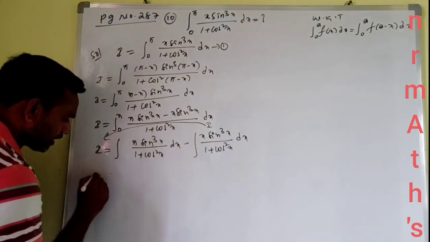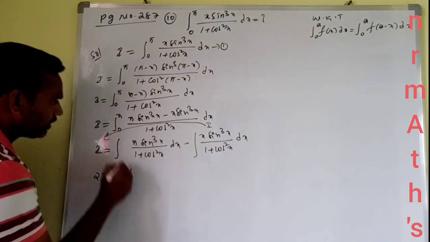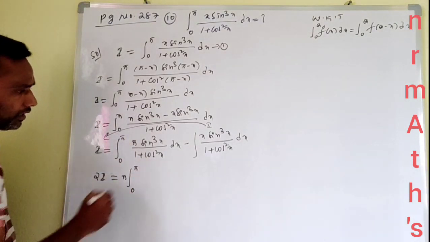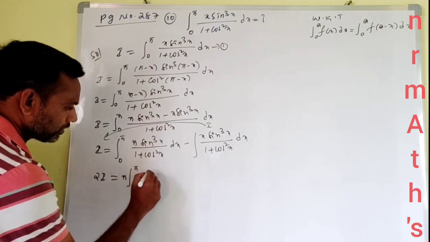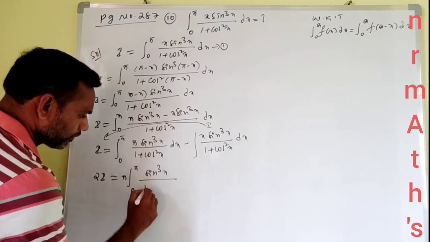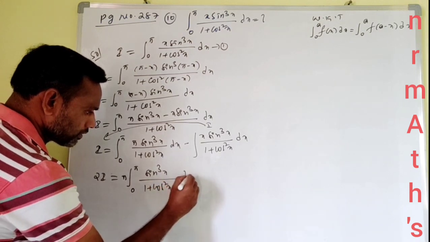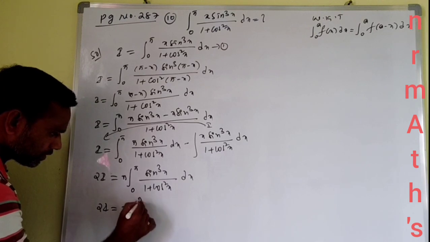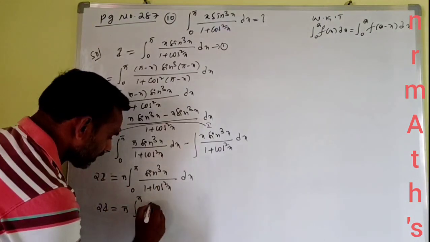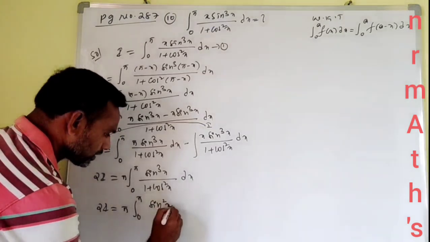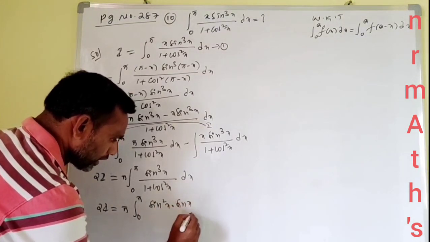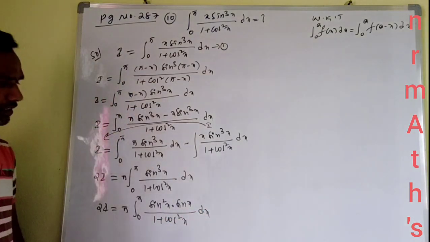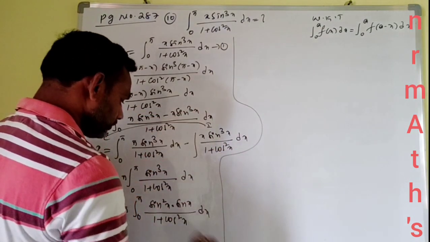Now the I comes to the left side. That means I plus I, which is 2I, is equal to integration 0 to pi, pi is the constant in front of the integration, sin cube x by 1 plus cos square x dx. Now 2I is equal to pi into integration 0 to pi. Sin cube x we write as sin square x into sin x, by denominator 1 plus cos square x dx.